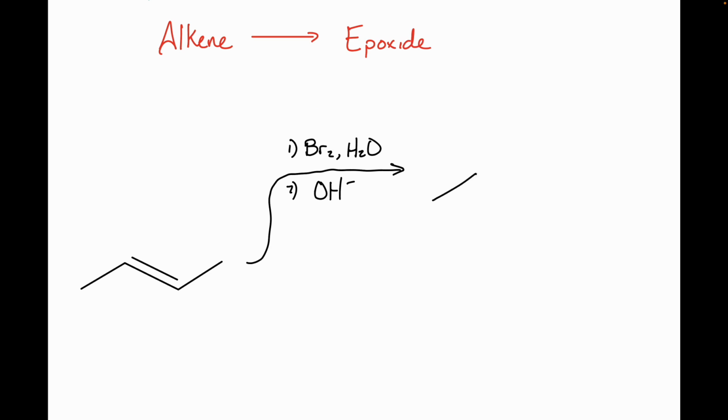All right. And what this will do is replace that double bond with an epoxide. Remember, an epoxide is necessarily that three-membered ring ether. So the two carbons that are in that three-membered ring are those alkene carbons, that carbon-carbon double bond.